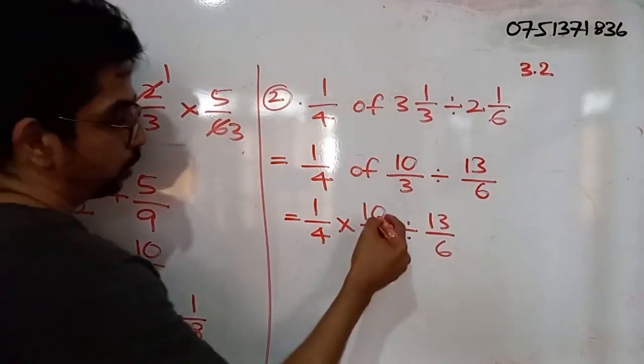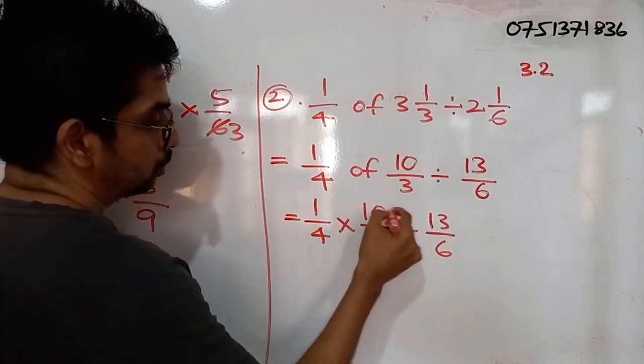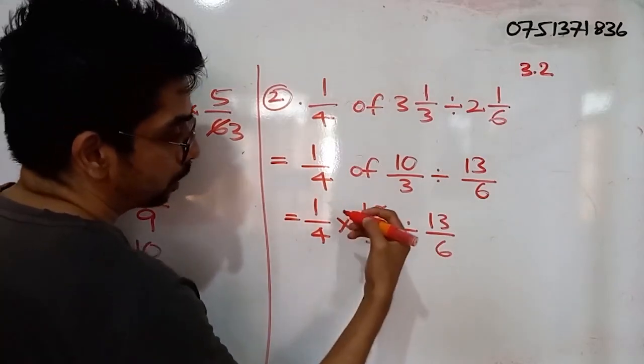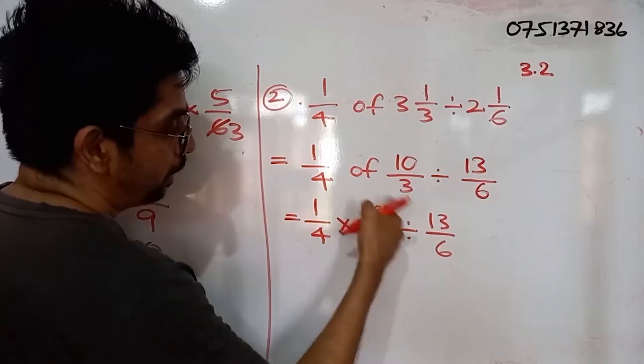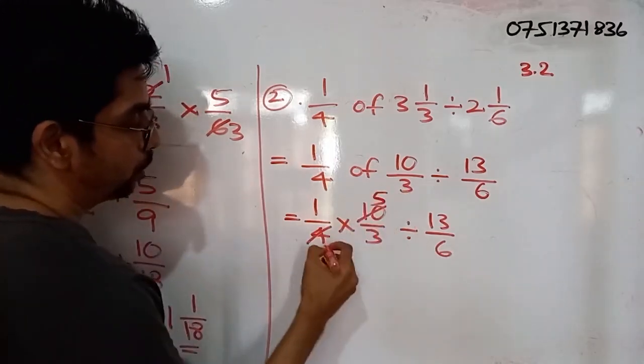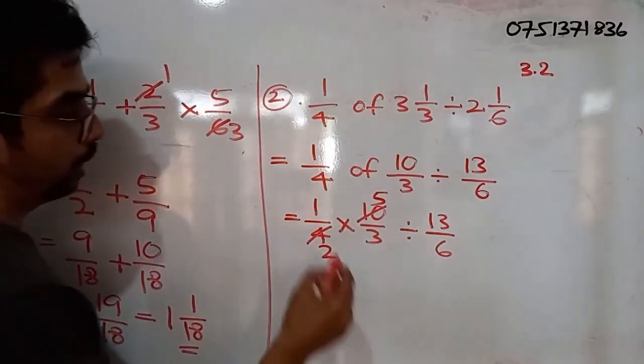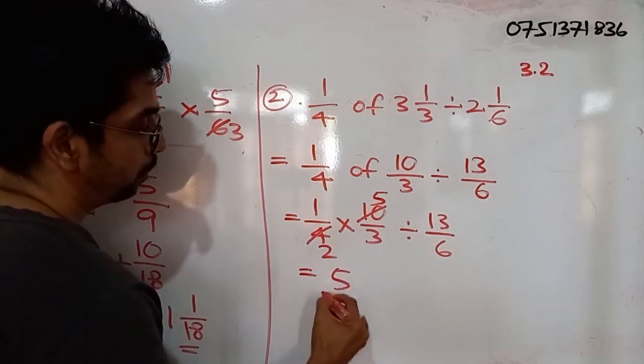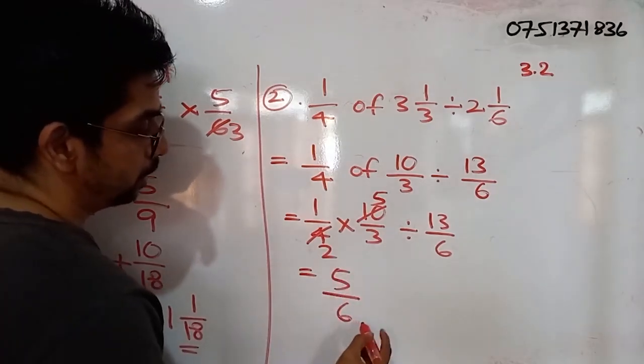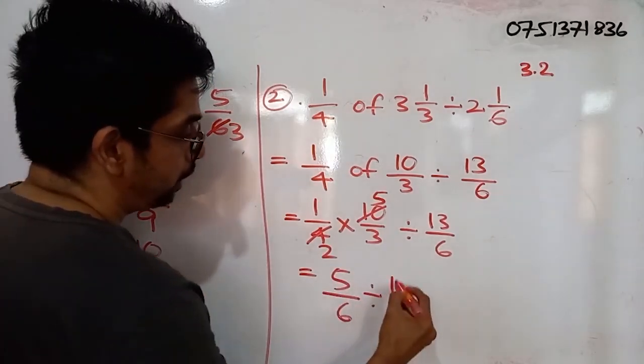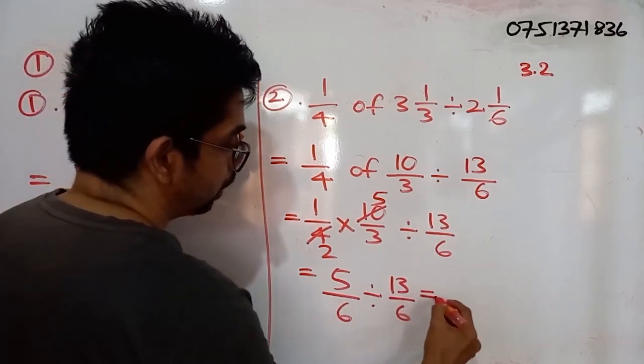Okay, so I can use a number 2 and divide this 10, so I get a 5. Do the same thing here, so I get a 2, right? So 1 times 5, that is 5. 2 times 3, that is 6, right? Divide by 13 by 6.